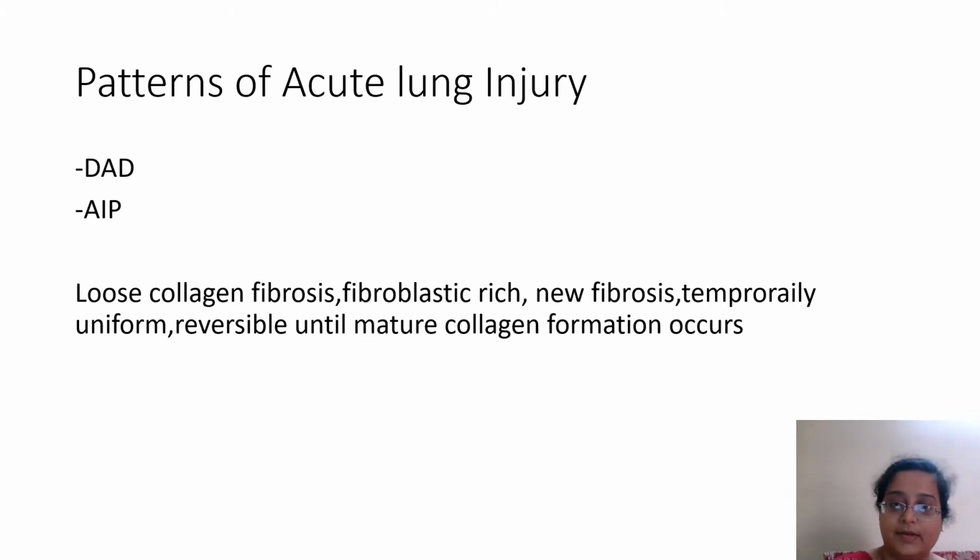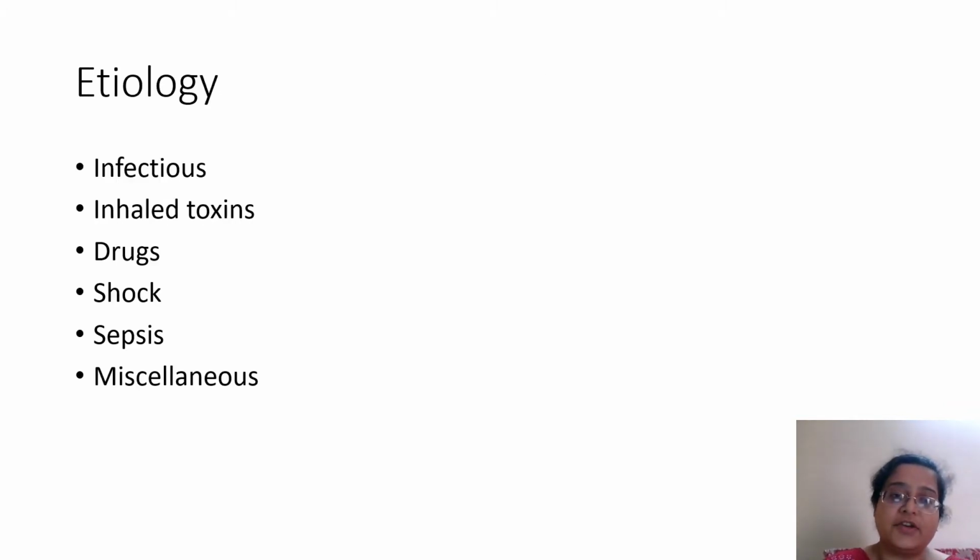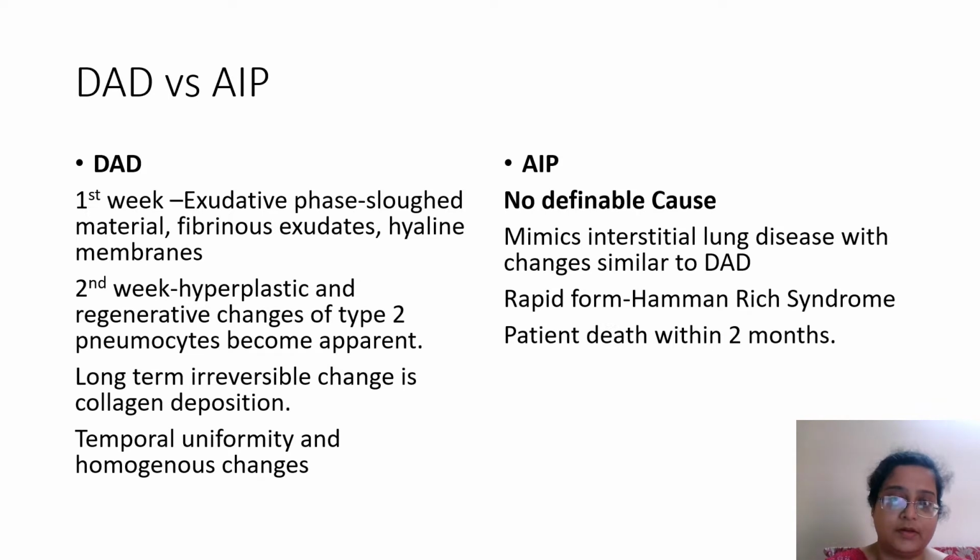And when it develops into a mature collagen, then that fibroblastic proliferation becomes chronic. Okay. So the etiology can be infections, toxins, drugs, shock, sepsis, miscellaneous. You all know about it. The first thing that we come across is diffuse alveolar damage. Now, the changes in the lung, even in acute injury, are divided into phases. Like you look at the biopsy in the first few days, what will happen. Then as the disease progresses, what will happen, and when it becomes extremely chronic, what happens.